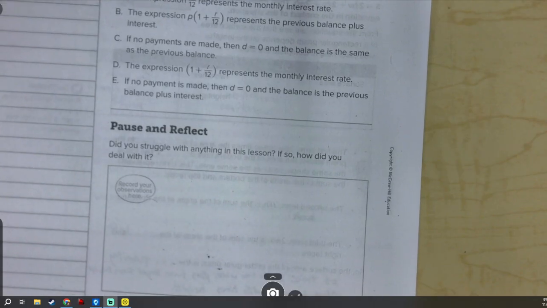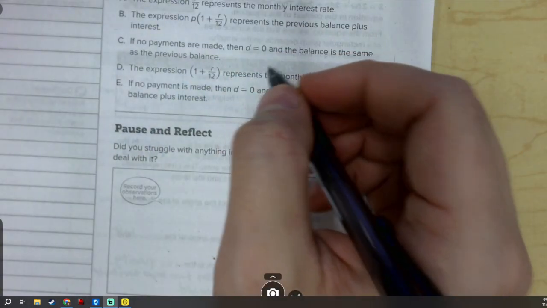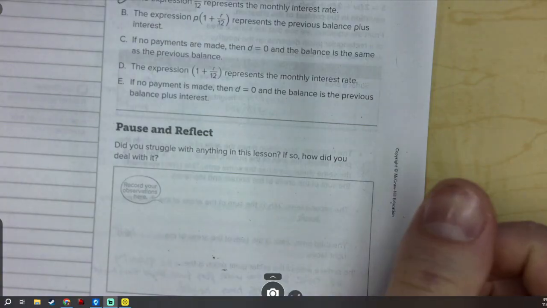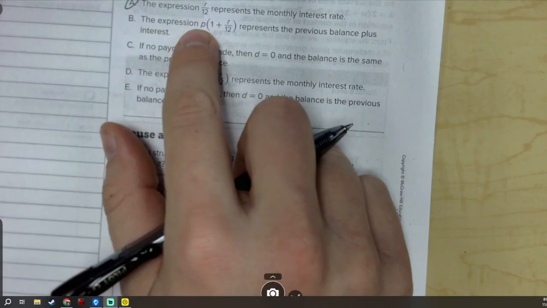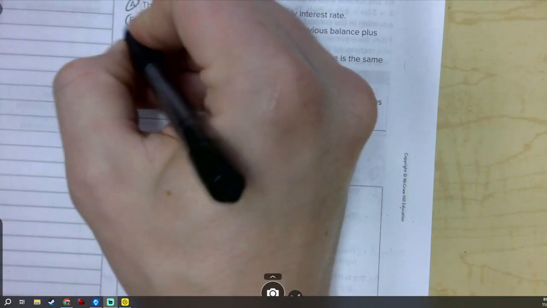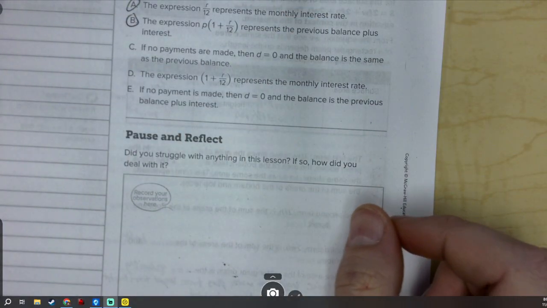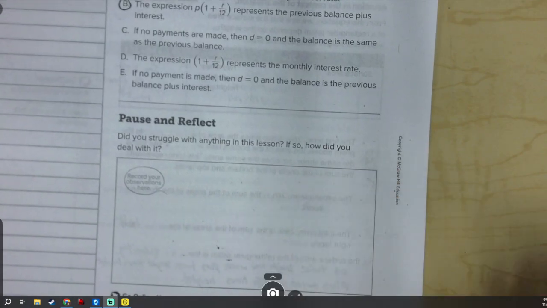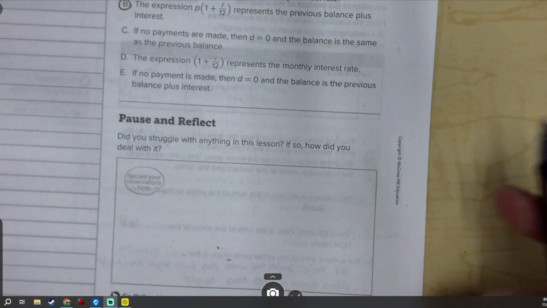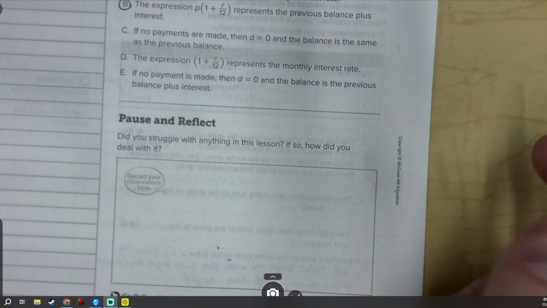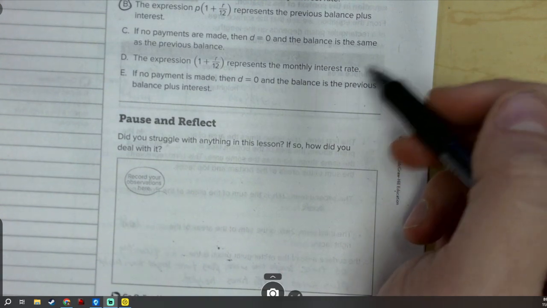Select each statement that is a correct interpretation of the equation in the context of the situation. The expression R over 12 represents the monthly interest rate. Yes, because you're taking the yearly interest rate and dividing it by 12. The expression P times 1 plus R over 12 represents the previous balance plus interest. Yes, as your previous balance, and that's going to show you the new interest. If no payments are made, then D equals 0, and the balance is the same as the previous balance. Yeah. If you don't make any payments, the balance, well, no, because if no payments are made, the balance is going to increase.